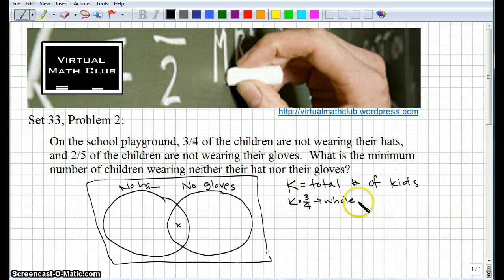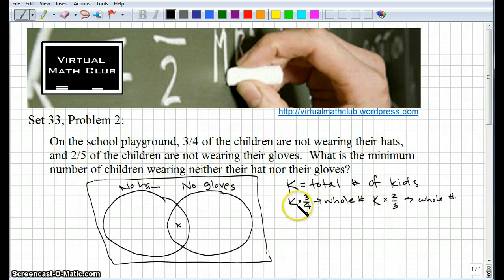That has to be, because you can't have half a kid not wearing his hat. That'd be embarrassing. I don't know. So no place to put the hat if you have only half a kid. And then when you take k times 2/5, again, you'll get a whole number. So we have to have a k that when you multiply times 3/4 you get a whole number, and multiply by 2/5 you get a whole number.